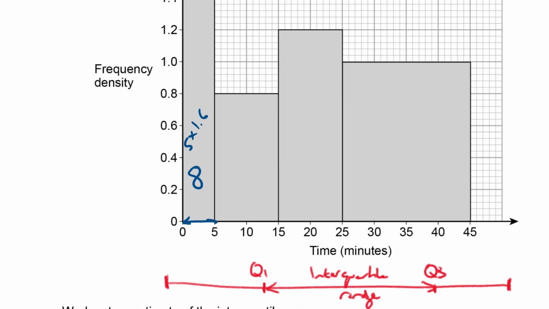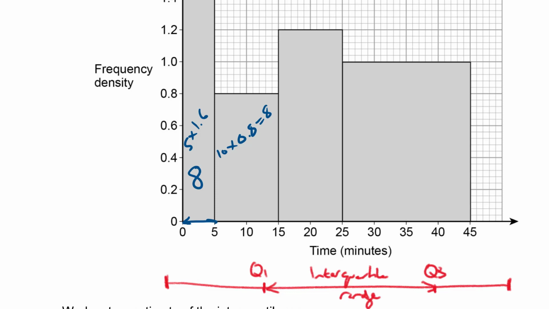Now the next bar stretches from 5 to 15, so it has a class width of 10, and it's got a frequency density of 0.8. That's the height of the bar. So if I multiply those together, again, that gives me 8. So the next 8 people are in this set. So the first 8, 1 to 8, are in the first bar, and the next 8, which is going to be person number 9 up to person number 16, are going to be in that group there.